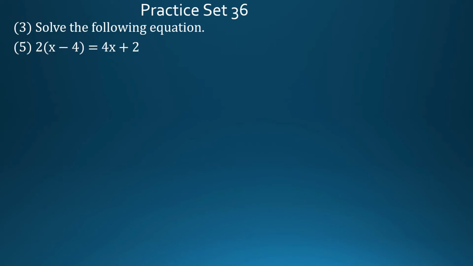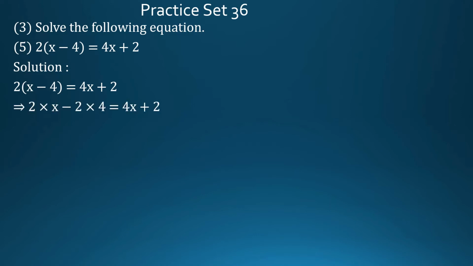Fifth sum, 2 into x minus 4 is equal to 4x plus 2. Again here we want to find out the value of x. By solving the equation, we will get the value of x. Solution: 2 into x minus 4 is equal to 4x plus 2. So this 2 we are going to multiply inside the bracket. So we will have 2 into x minus 2 into 4 is equal to 4x plus 2. Therefore 2 into x we get answer as 2x, 2 into 4 we get answer as 8. So we will get the equation as 2x minus 8 is equal to 4x plus 2.